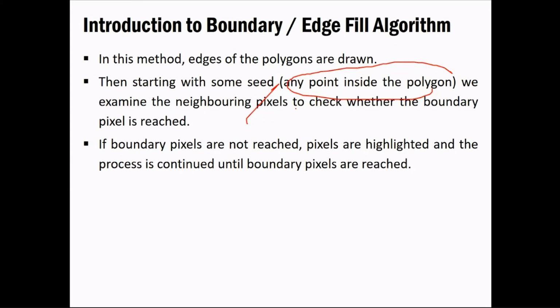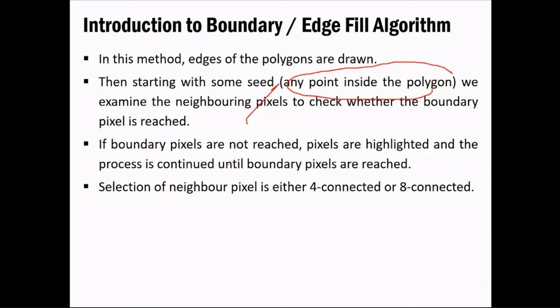Suppose your polygon boundary is black or red. If the neighbor pixel has black or red color, it says, I have reached the boundary, so we stop there and look further for the rest of the boundary region. We will see an example of how it works. If the boundary is not reached, then pixels are highlighted and the process continues until the boundary pixels are reached. If black is the boundary color, it knows the boundary is reached; if not, it highlights the portion to be painted.